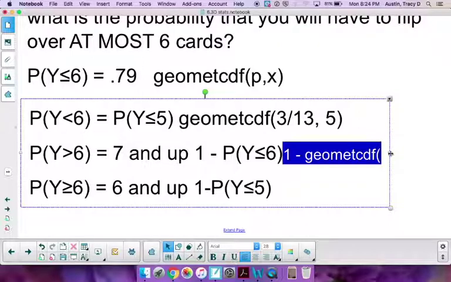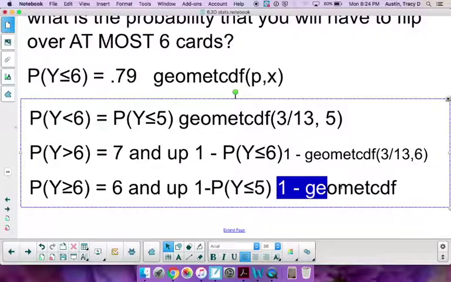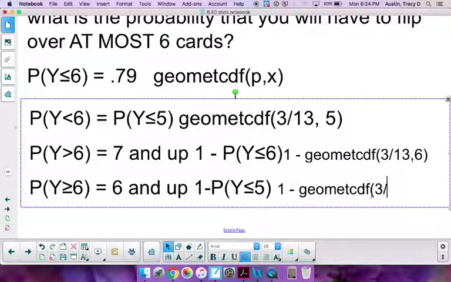Okay. And what am I leaving off? I'm leaving off everything below 6. So 3 out of 13, comma 6. Okay, and that would give me everything above 6 all the way up to infinity. All right, and then this one, 1 minus Geomet CDF, and again, 3 out of 13, and then since I'm counting all the way up to 5, and including 5 that I'm taking off, it would go in as 3 out of 13, comma 5.